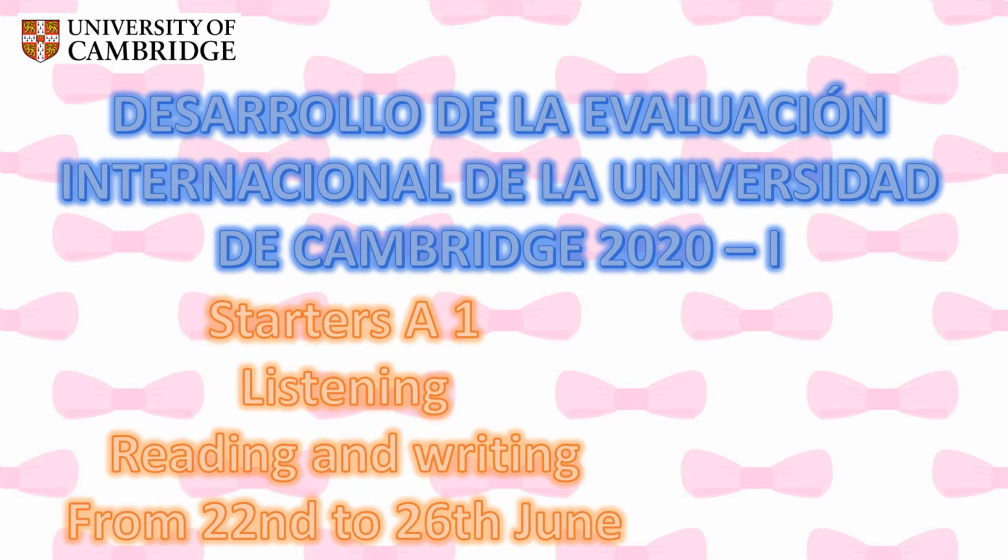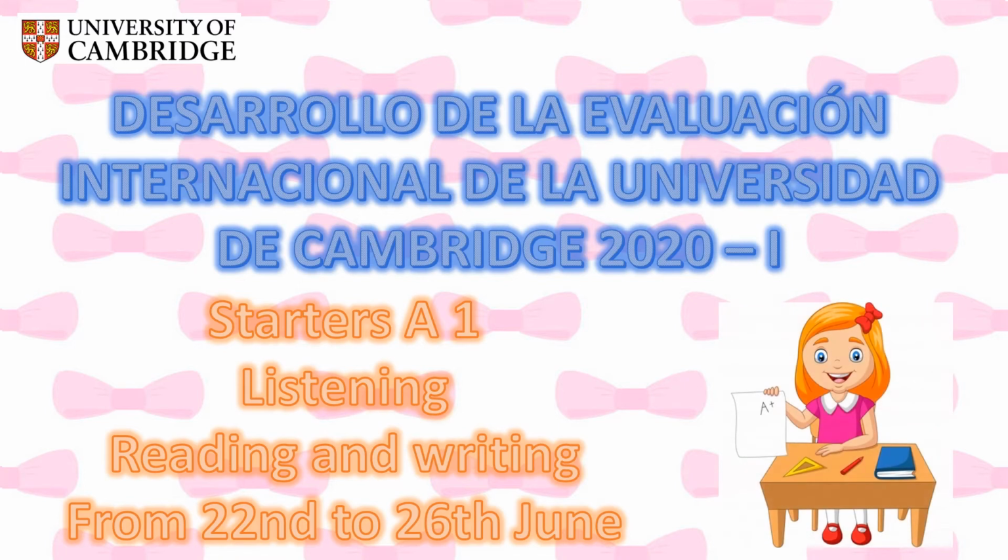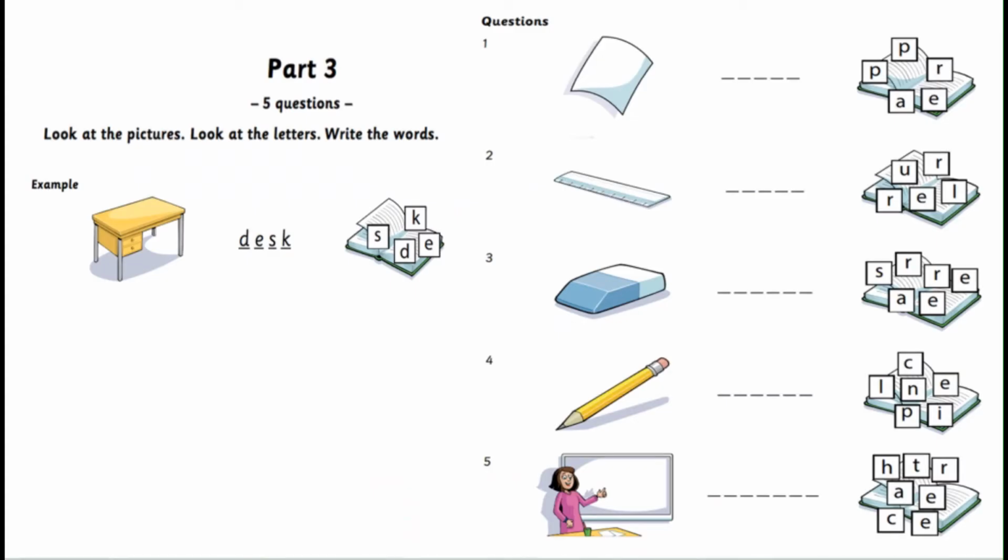Starters A1. Listening, reading and writing, from 22nd to 26 June. A1 Starters, listening, reading and writing. Part 3 is reading and writing. Five questions. Look at the picture. Look at the letters. Write the words.